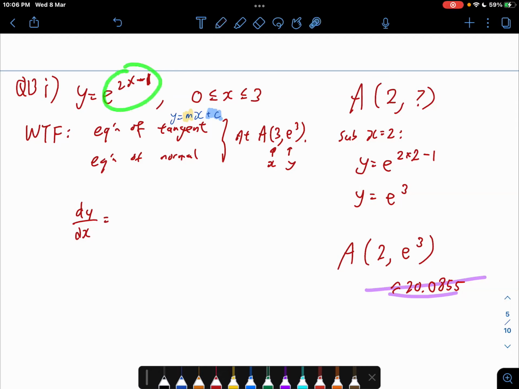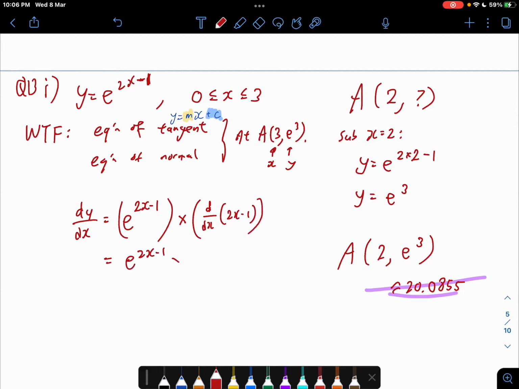So e power anything, when you differentiate it, the answer is copy and paste the exact same expression. So you see 2x minus 1, just copy exactly. Clear? First step. Then multiply by chain rule. Take the derivative of 2x minus 1. Continue copying down everything. Differentiate 2x minus 1, what do you get? 2. Differentiate minus 1, what do you get? Minus 0. Don't need to write minus 0. It's just 2. So as a result, we get 2 times e power 2x minus 1. Is that okay? This is the gradient function.